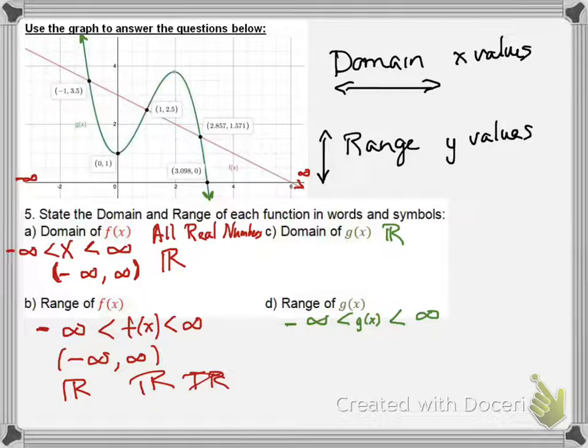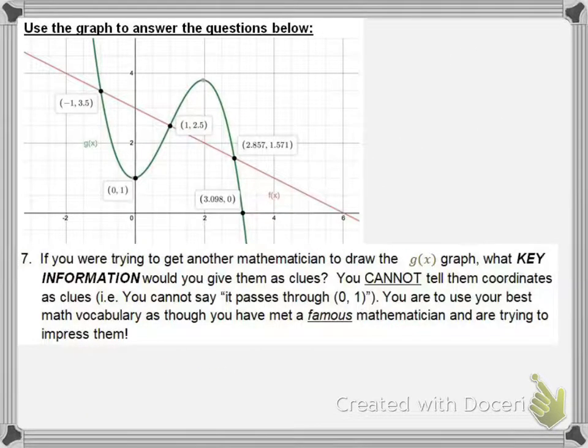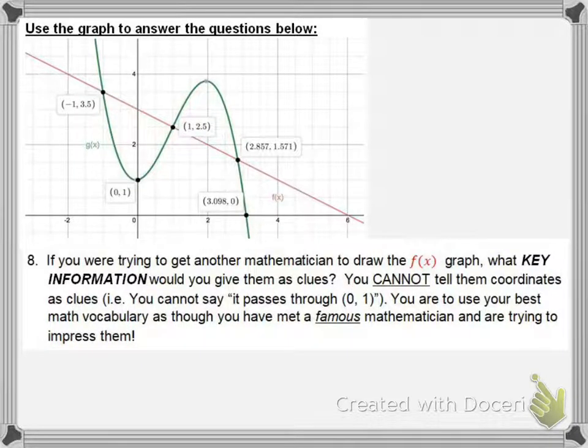Okay. I think enough about domain and range. Let's talk about, if you're trying to get another mathematician to draw the g of x graph, what key information would you give them as clues? You cannot tell them the coordinates as clues. You can't say it passes through 0. You know what? I think I'm going to talk about the straight line before I talk about that one. I'll come back to this.